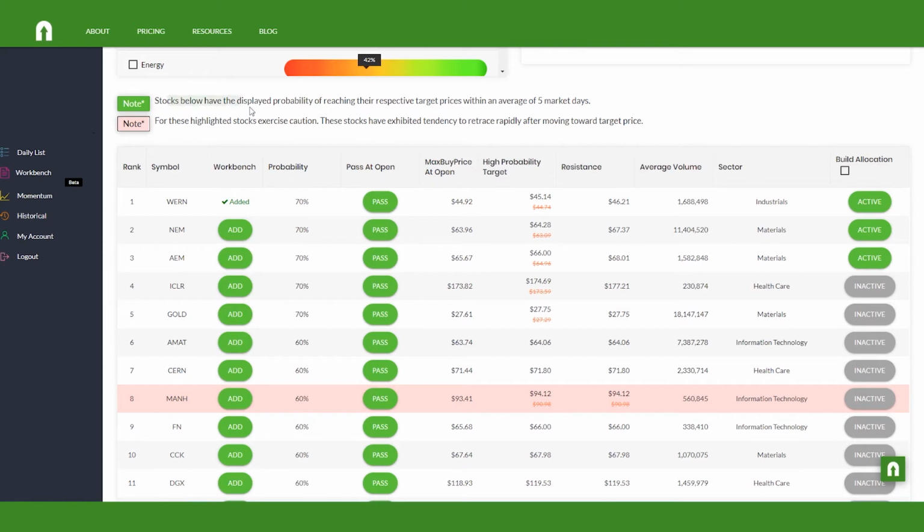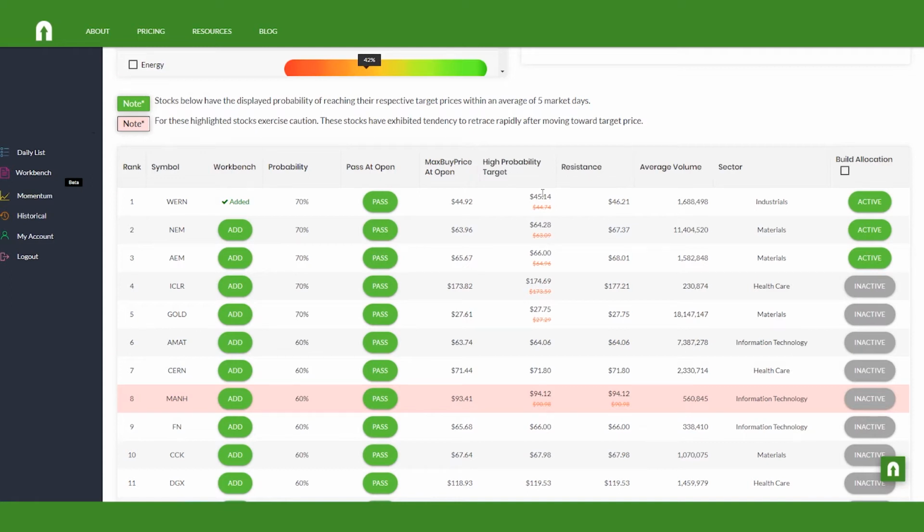Now, stocks like this, stocks that are on this list, have the display probability of reaching their target prices in the average of the next 5 market days. So while WERN did not hit its target today, we still have 4 more days for it to get to that point. So our max buy price at open. So if it is above 44.92, if it's above this max buy price, then it's gone too far. The opportunity really isn't there anymore. But if it's below this point and has not hit the high probability target, then you've got 5 market days where it gives you a 70% probability of reaching that point.